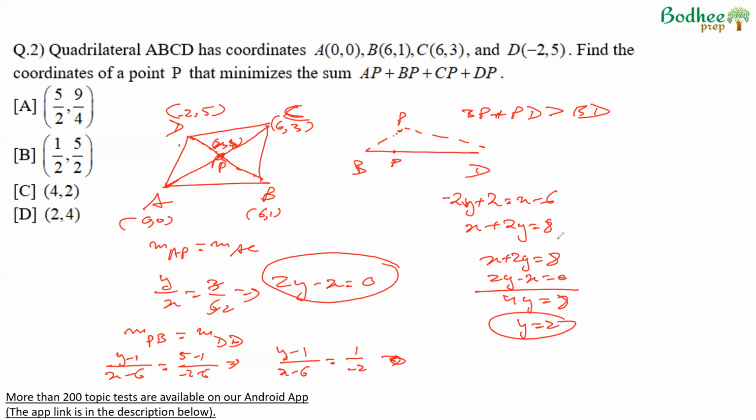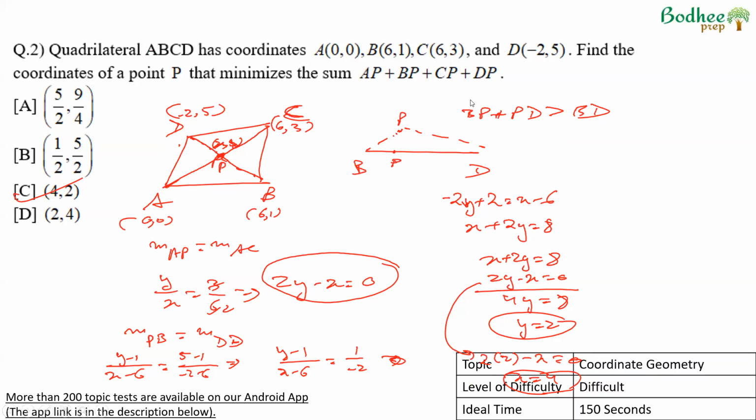Substitute y = 2 here: 2y, or 2 into 2, minus x = 0, so x = 4. Hence the coordinates of P will be (4, 2). I would say this is a difficult question because this property is something that all of us may not be comfortable with. Once we know it, it takes about 2.5 to 3 minutes to solve because there is calculation involved as well.